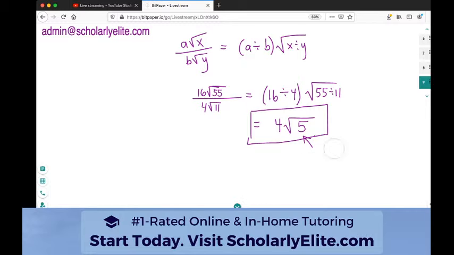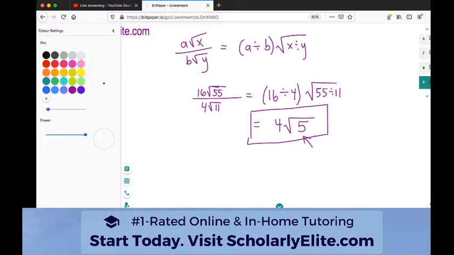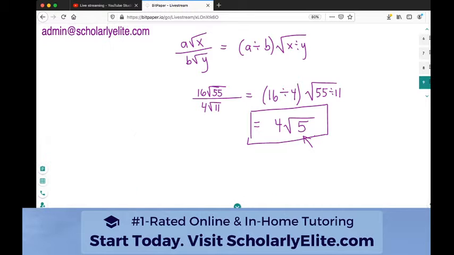Okay, let's try another example here. I'll leave that and I'll just use another pen color. We'll do it on the side here. Okay, so let's say I have 6 root 15 over 3 root 3. Then obviously this is going to become 6 divided by 3, which is 2, and 15 divided by 3, which is 5. Okay, that was a kind of simple one.